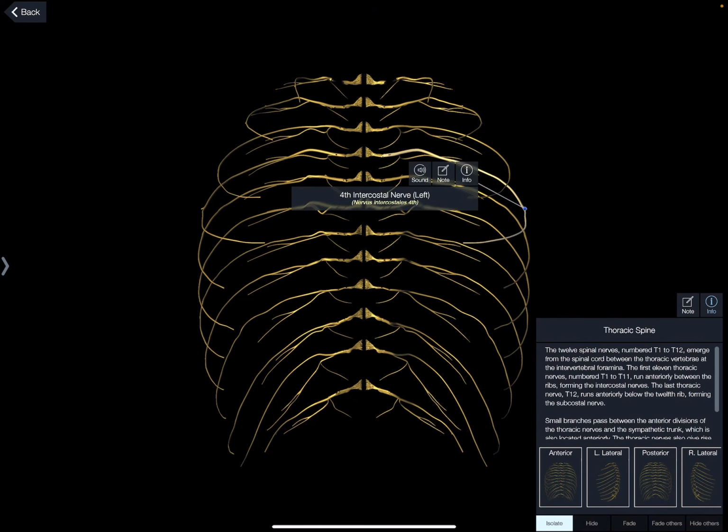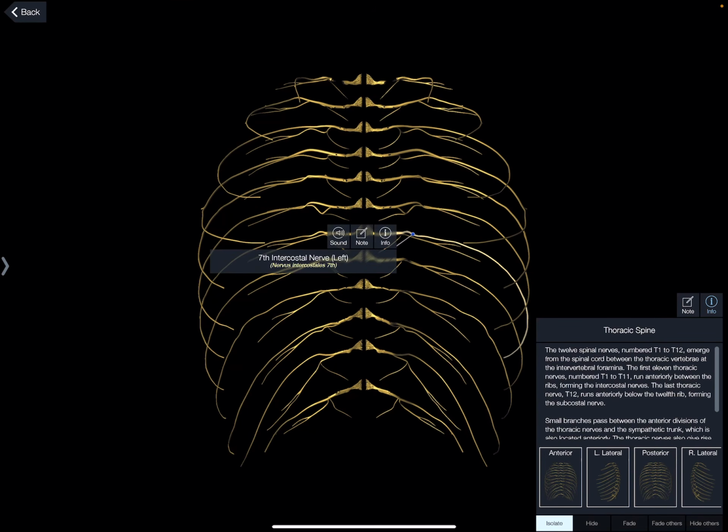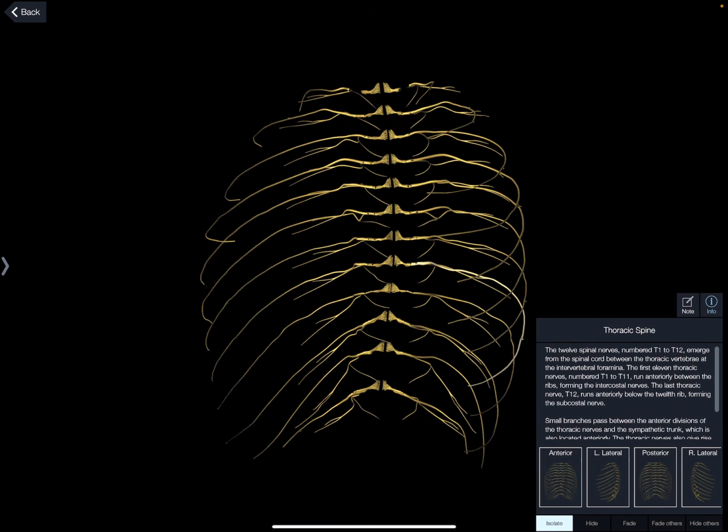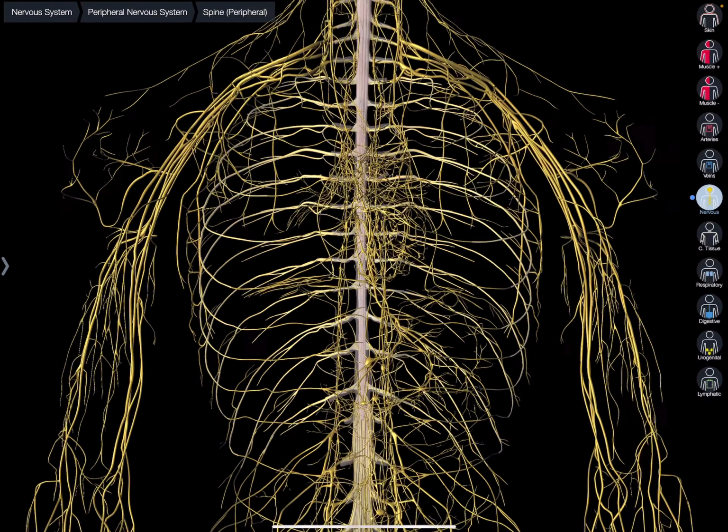T3, T4, and T5 here are important because they innervate the chest wall and they help us breathe, contract those internal and external intercostal muscles. T6, 7, and 8, they're important because they innervate the chest and they start to move down to the abdomen and help innervate the abdomen. And then 9, 10, 11, and 12, the last 4, they innervate the abdomen and then start to innervate the lower back. So these are the thoracic nerves.